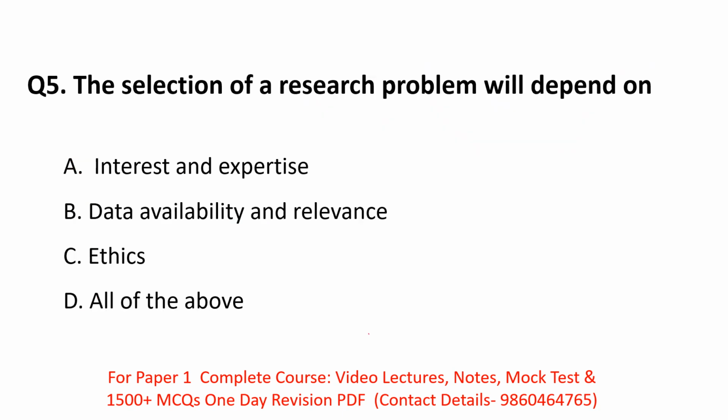Next, the selection of a research problem will depend on. So how researchers should select their research problem, we have to find out. One by one we'll see the options. Option A is interest and expertise. Yes, because your research duration is not for 2 or 3 months. The research process is minimum 3 years, around 3 years and maximum 6 years. It's too long, so you should have some interest in that field if you are selecting your research problem.